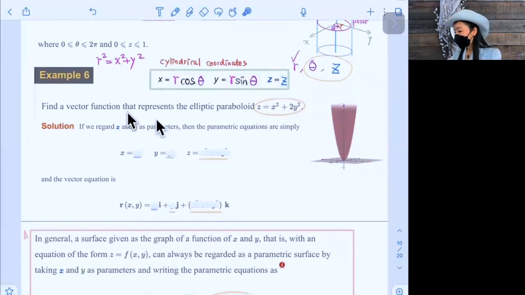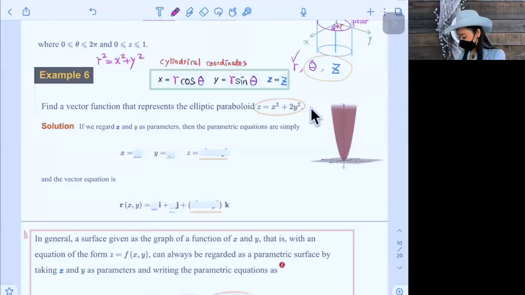Could you find a vector function that represents this elliptic paraboloid right here? I graph it. This is the graph, like that. So we have to decide what the two parameters are, what are u and v. What do you notice about the z? The z here is represented as a function of x and y. Don't you notice that?